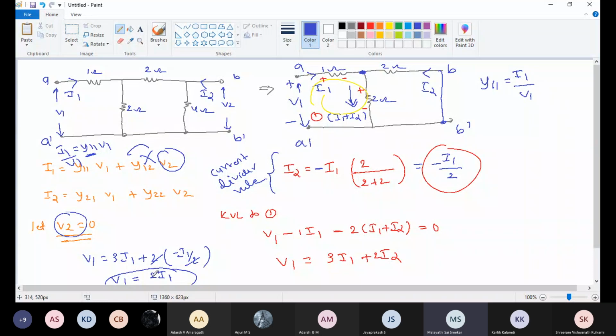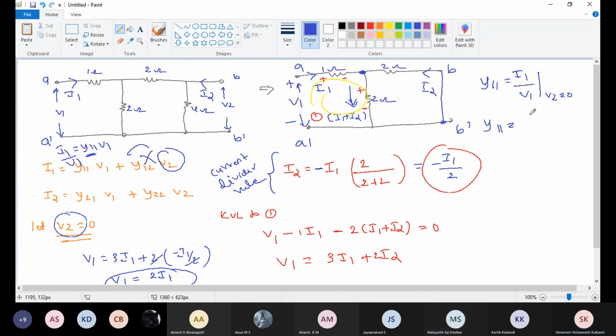Correct, that is correct only, sir. That one, I1 by V1. V1 is equal to 2I1. Here we are writing this one, but V2 equal to 0, right? Yes, sir. Then I1 by 2I1, yes, V1, I1 by that only. Y11 equal to I1 by V1, V2 equal to 0.